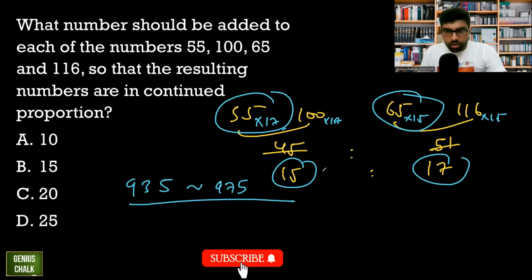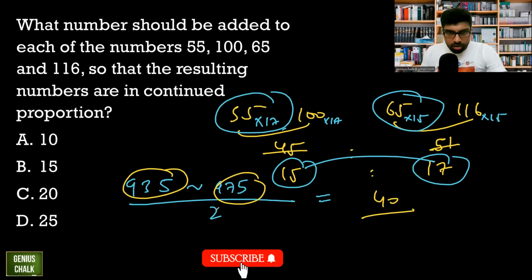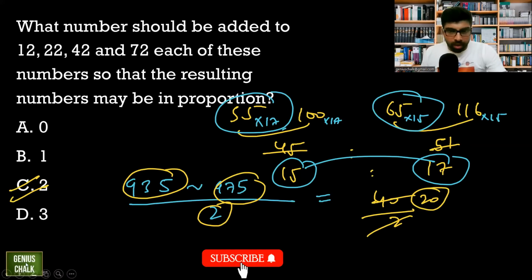Then divide by the difference of the ratio. What is the difference in the ratio? 2. So what is the difference here? 40. And what is this 2? So my answer has to be 20. That is option C. A brilliant approach, I think.